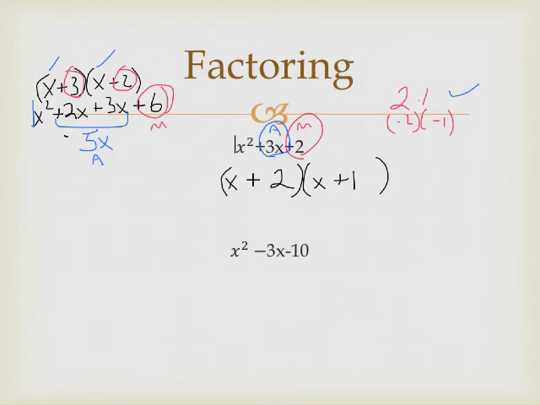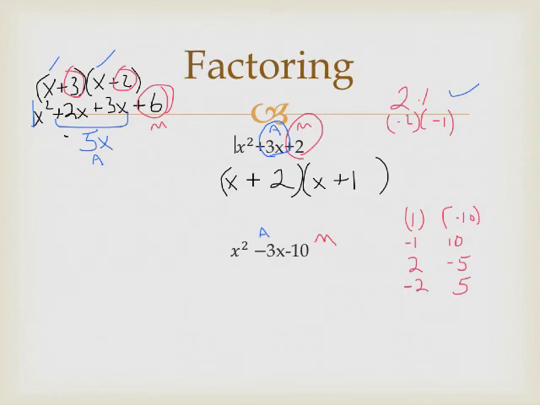A little bit harder of an example is something where we end up with a negative number. Those become a little bit more annoying. So I want things that multiply to negative 10. It's always good to make a little list. So that's 1 times negative 10. That is negative 1 times positive 10. That is 2 times negative 5. That is negative 2 times positive 5. And I think I have exhausted all of my options. So that's the multiplying part.